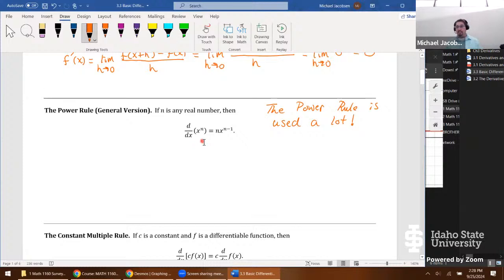It says if you're taking the derivative of a power function, x to the power n, what happens is the power that's n right here comes down as a coefficient, and then the new power goes down by 1. So let's write out a couple quick examples.